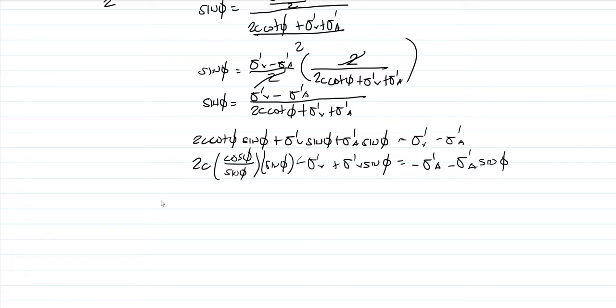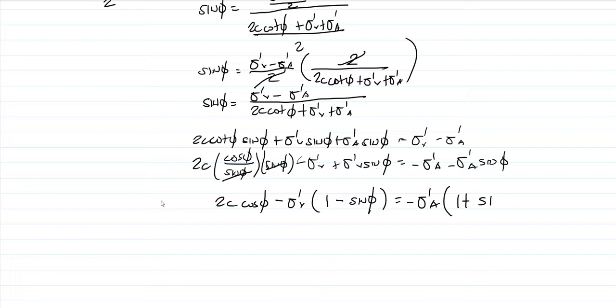Next, simplify natin. So, ito magka-cancel. So, that will be 2C cosine of phi. Tapos, that is, factor out natin dito yung sigma prime of B. So, that is negative sigma prime of B, so that is minus negative sigma prime of B times 1 minus sine of phi. Tapos yung nandito naman, i-factor out natin si negative sigma prime A. So that will be negative sigma prime A times 1 plus sine of phi.